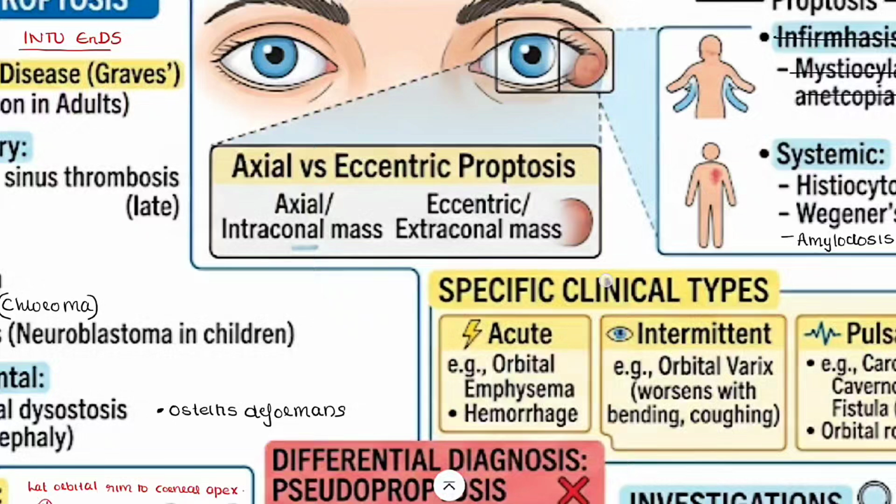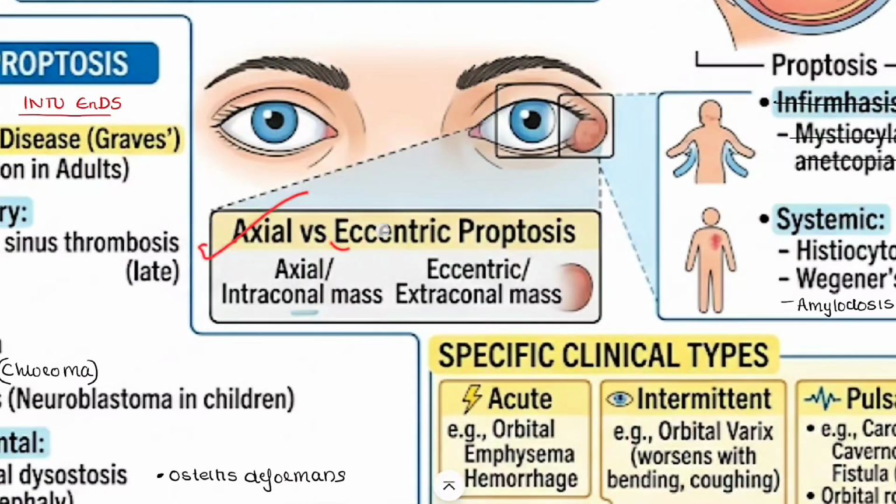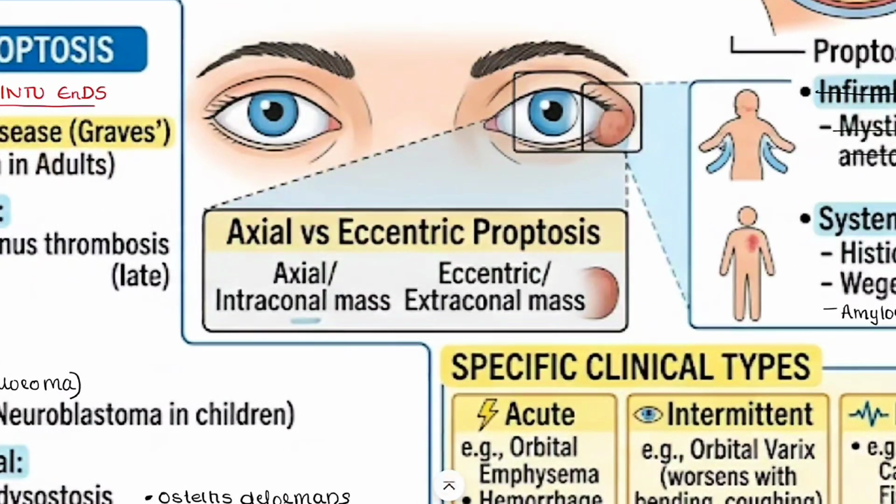There are mainly 2 types of proptosis, axial proptosis and eccentric proptosis. Axial proptosis is due to an intraconal mass, while eccentric proptosis means it is an extraconal mass, so it is outside the extraocular muscles. This mass is causing the proptosis.